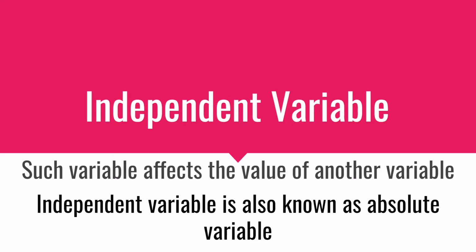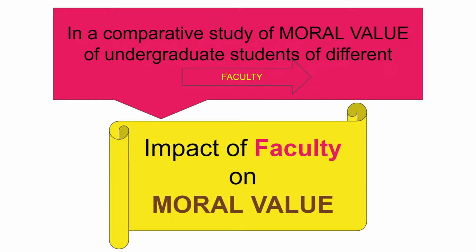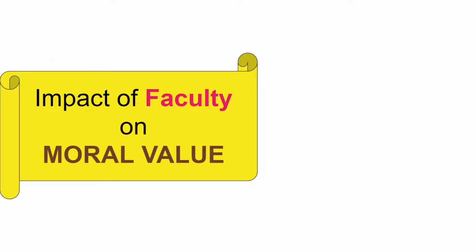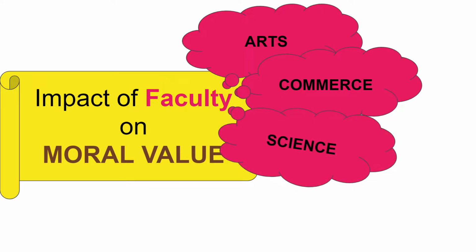Let's try to understand this concept with the help of an example. In a comparative study of the moral value of graduate students of different faculties, faculty will be considered the independent variable. Why? Because in this study, the researcher will examine the effect of faculty on the moral value of the students. There can be different levels of faculty like arts, commerce, science. Here, researchers assume that students' moral value may differ from faculty to faculty.